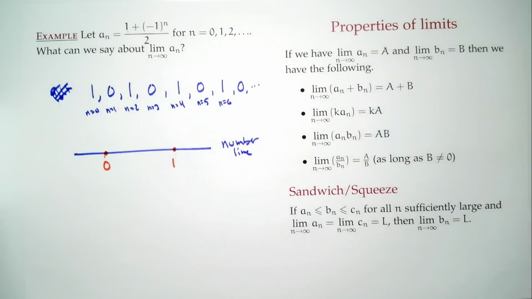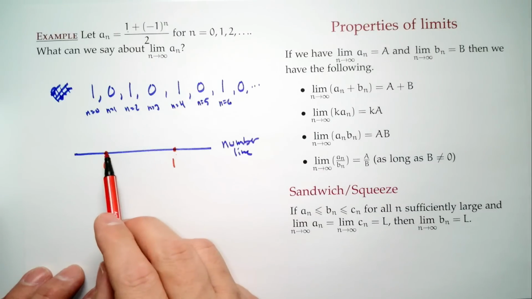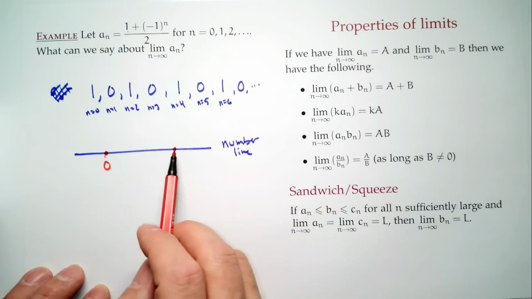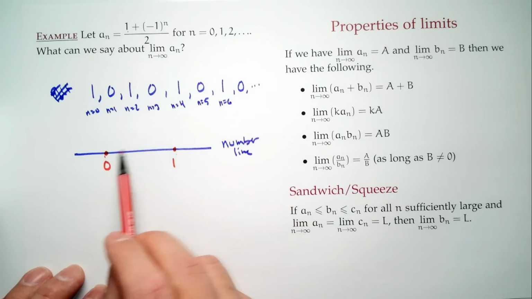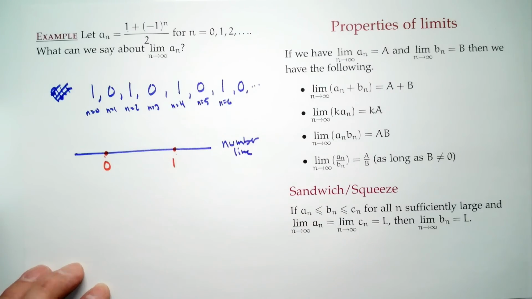Okay, so what happens as you head off to infinity? What's the right behavior? What does it get close to? Does it get close to 0? Does it get close to 1? Does it get close to something else? What do you think? Any guesses? 1/2. Ooh, that's a bold guess.